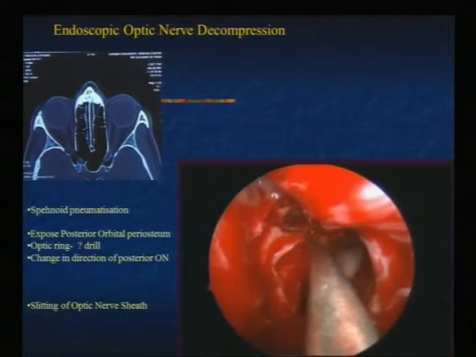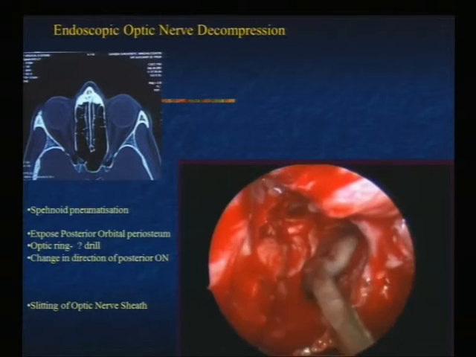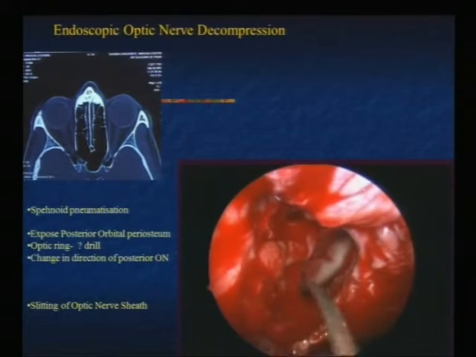But I've never really seen a major CSF gusher come out of this. So it's unusual to get major CSF gushers out there. If you do, you put in a mucosal graft. So this is how we generally do it.